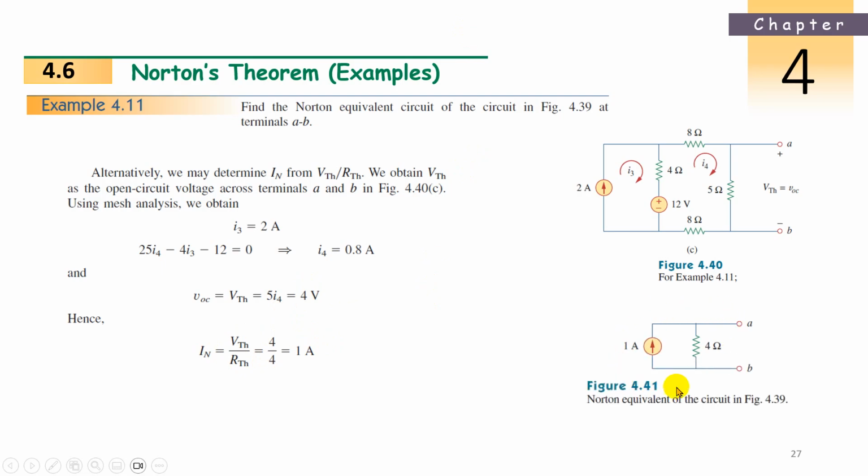Now this is your equivalent Norton's. 1 ampere is the current and 4 ohms is in parallel. RThevenin is RNorton. So this is your answer. Now we will go for another example with the dependent source.